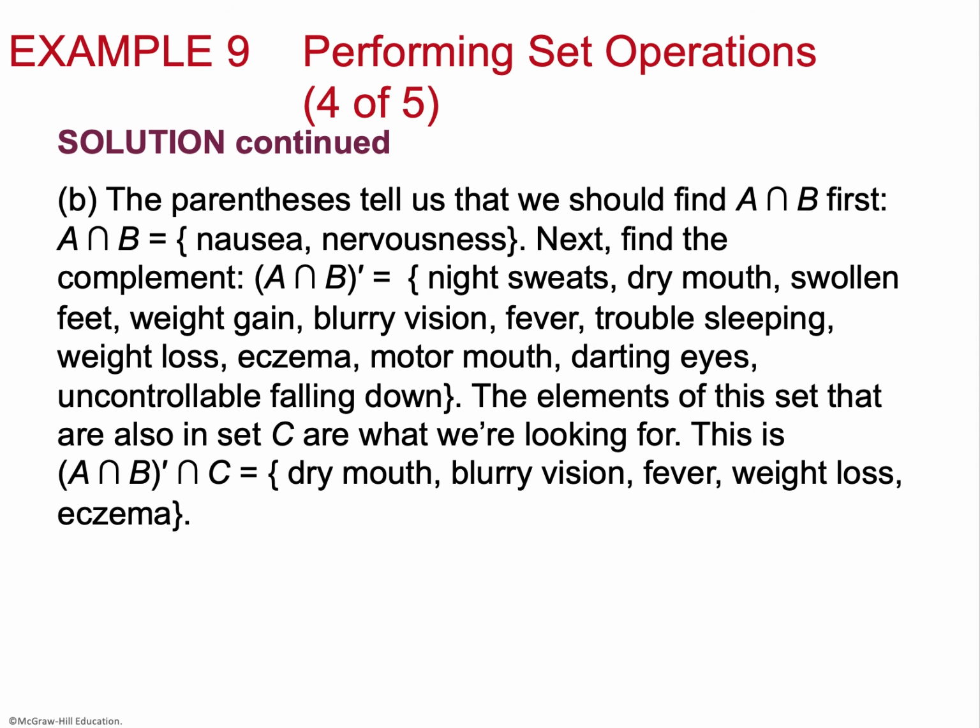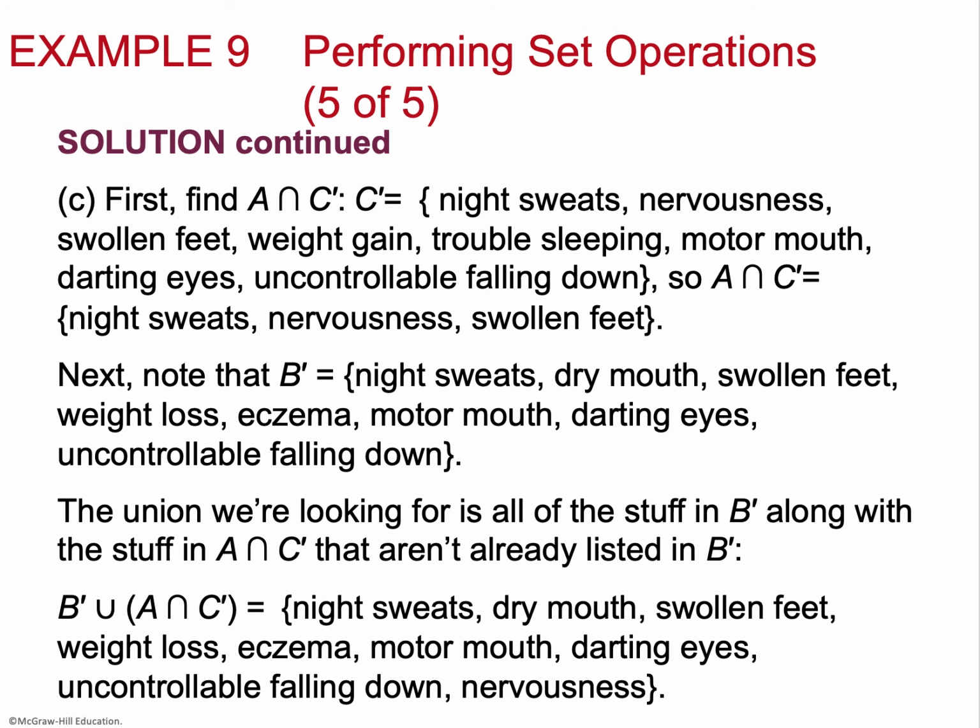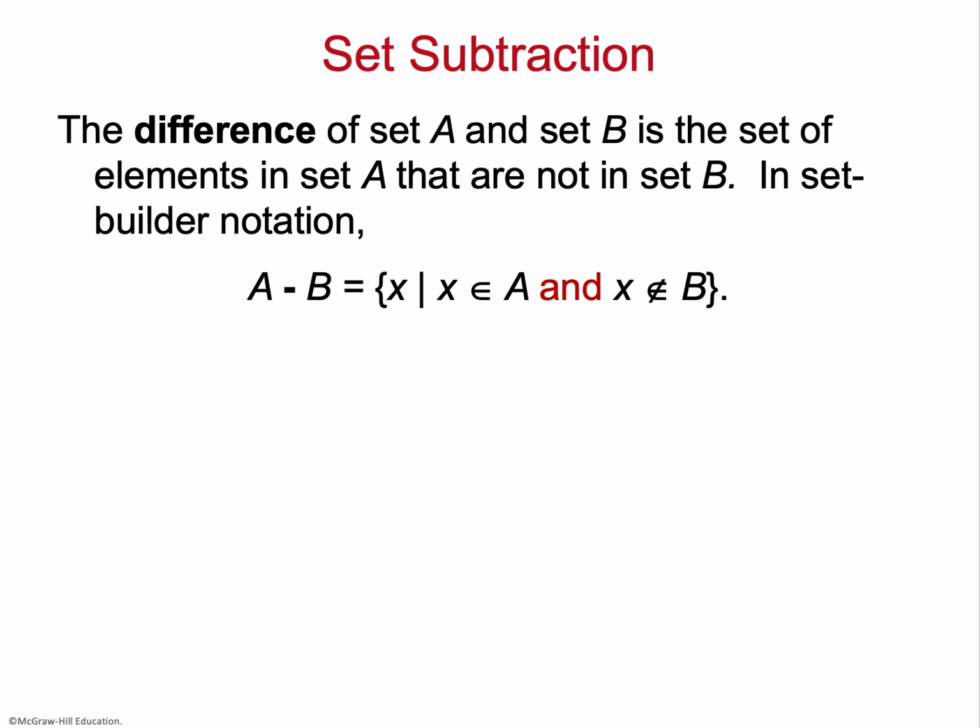So the parentheses tell us that I need to do A and B first for part B. So I'm finding where A and B overlap. Then I'm going to say, okay, according to all the lists, let me combine all the lists of the sets together and then cross out nausea and nervousness. That's how I'm going to tackle that one. And then in part C, we also have the same reasoning.